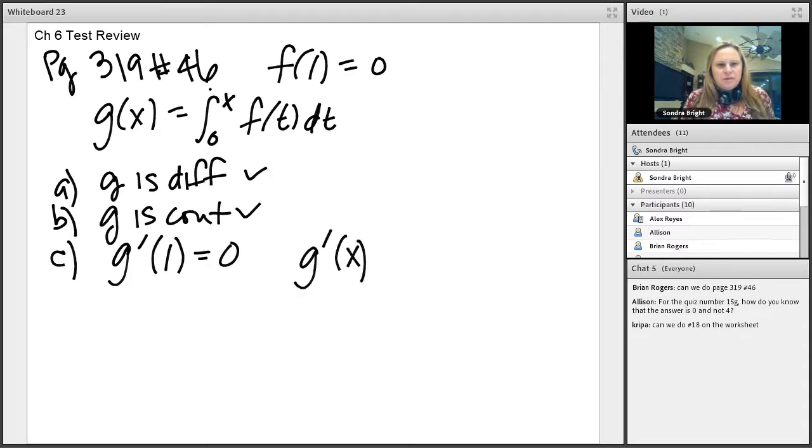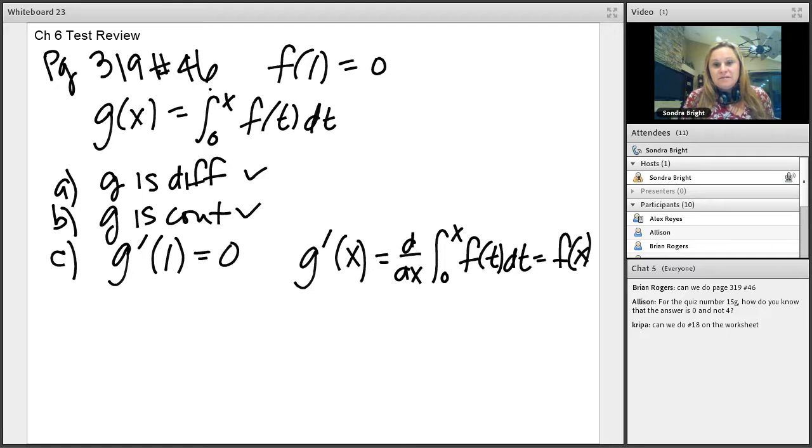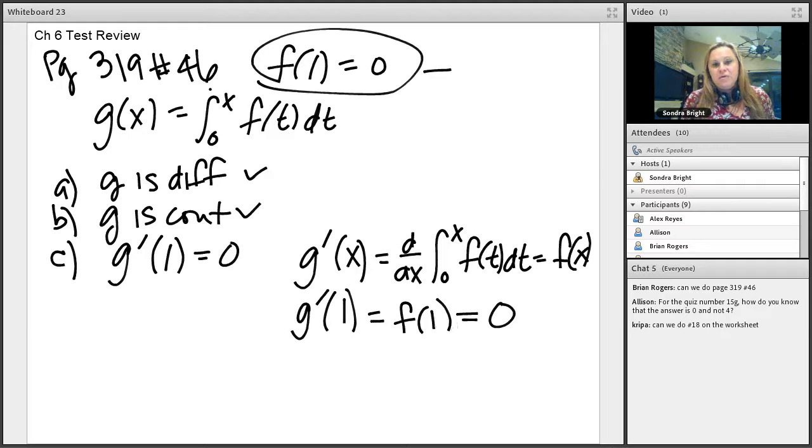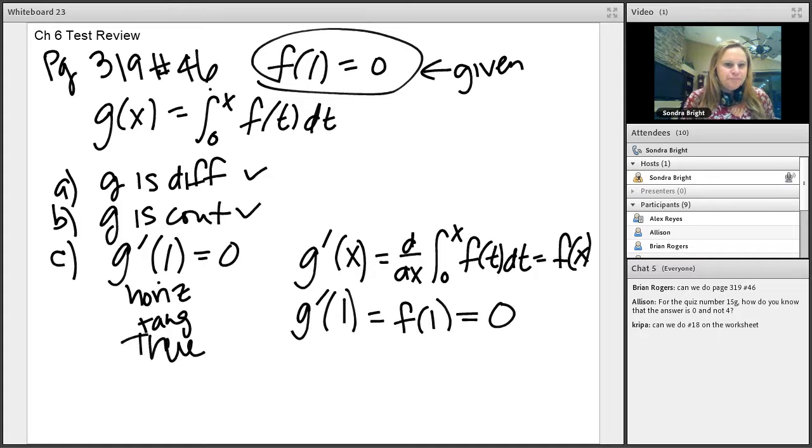And so g prime of x would be the derivative of this, which is just f of x, right? And they gave you that, so g prime of 1 would be the same as f of 1, and they said that value was 0. Right here, that was given. And so if your derivative is 0, then there's a horizontal tangent there. That's what that means. So that means that that's true.